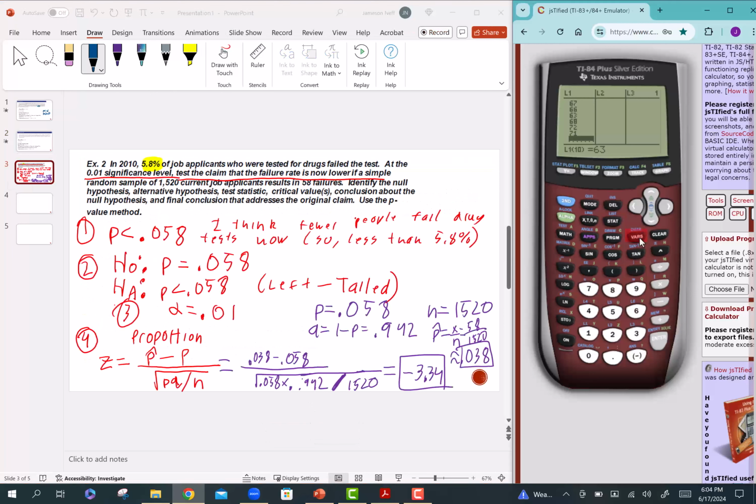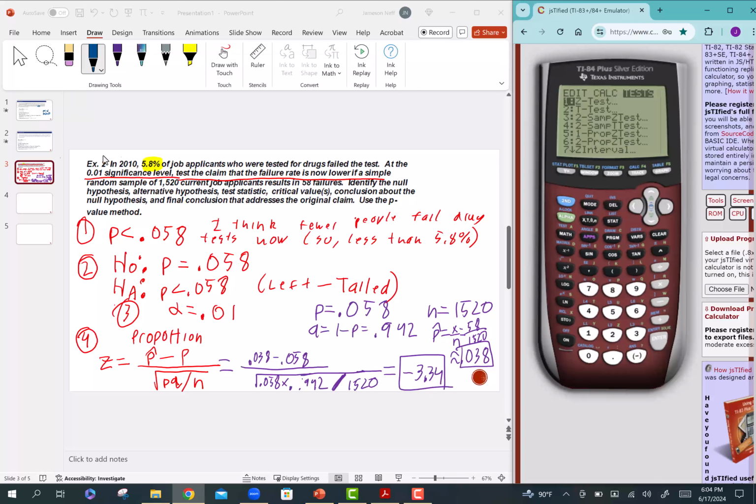So just remember, this is how you find the stuff. You go to stat, and then you go over to tests. Z-test if you know the population standard deviation for a mean. T-test if you do not know the population standard deviation. You'll be doing the t-test much more commonly.